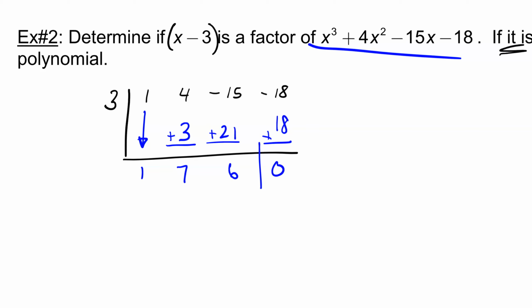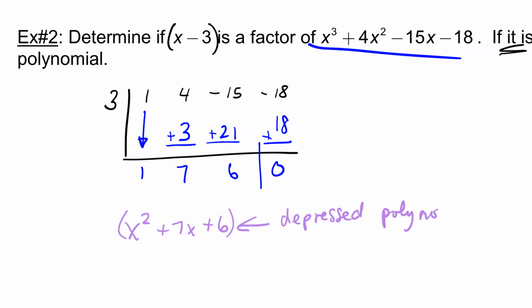Perfect. Okay, so we just have to rewrite it. I started with an x cubed, so we always start with one less. So I have x squared plus 7x plus 6. All right, so this is my depressed polynomial because this is what's left over.